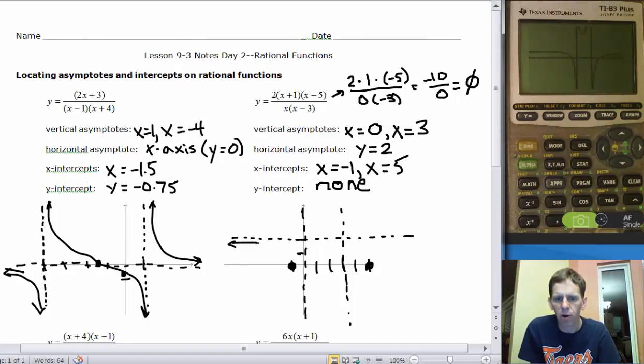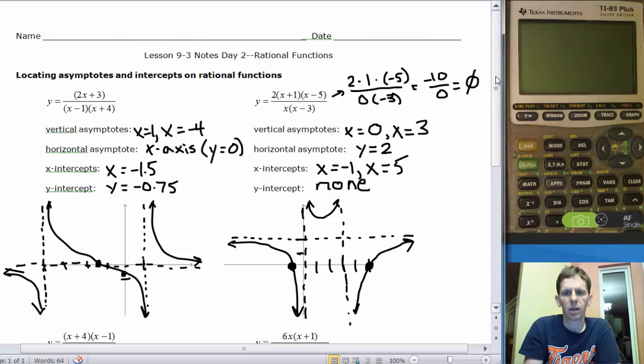So what we actually have for our graph is a graph that does something sort of like this. We have a branch up here that kind of does a little U-shape. And then we have a branch down here that crosses the x-axis at 5 and then goes along this horizontal asymptote.